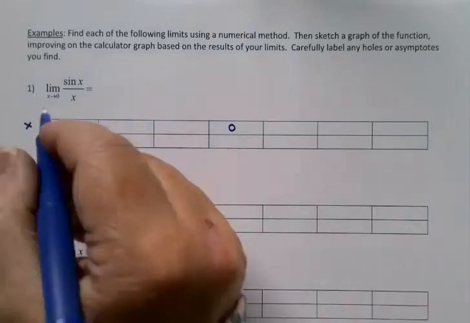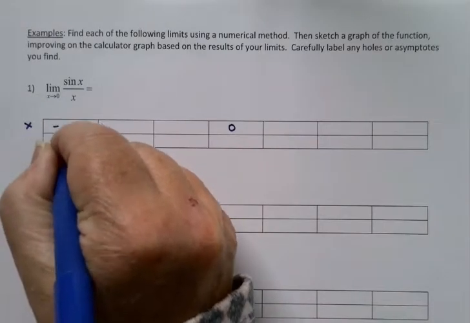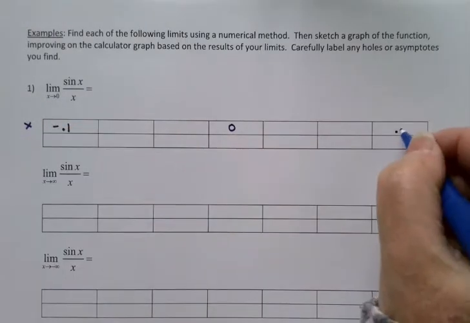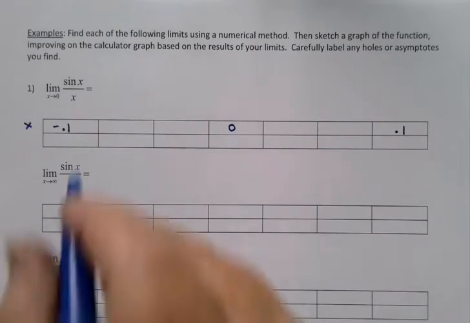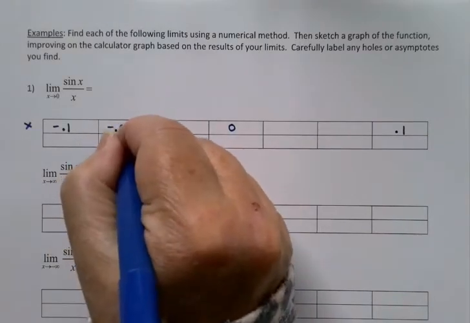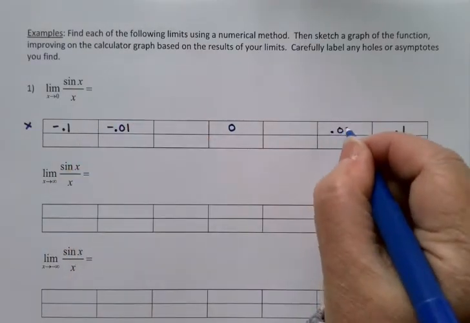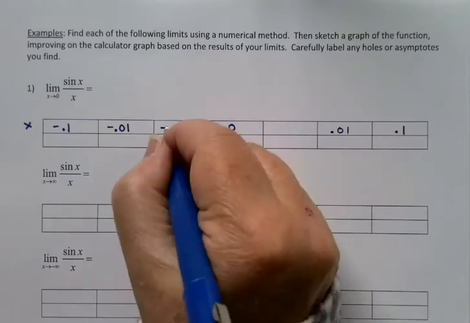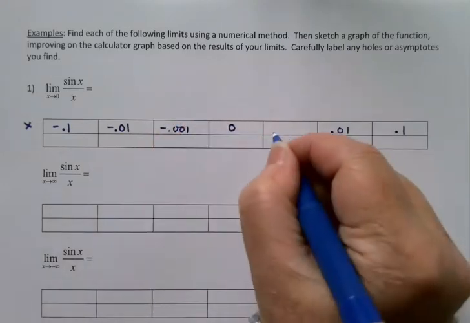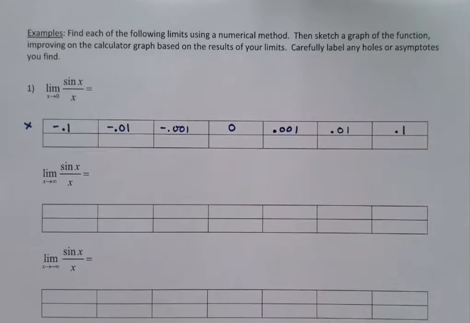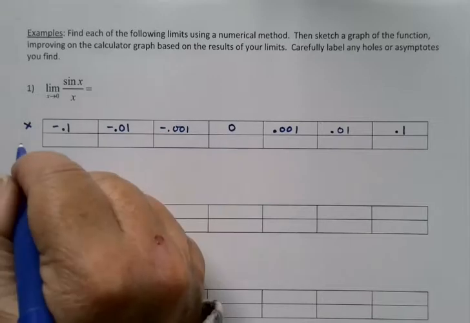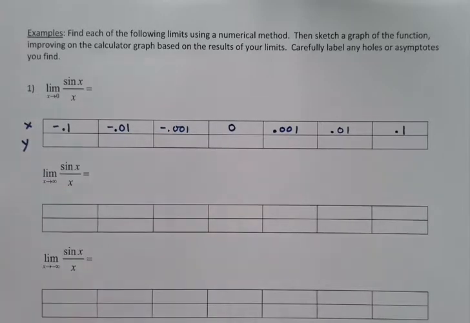I'm just going to pick x values like we were doing before. I'm going to say 1/10 to the left and 1/10 to the right of 0, and then 1/100th to the left and 1/100th to the right, and 1/1000th to the left and 1/1000th to the right. So I've got the x values that I'd like to investigate. Next, I'd like to find the y values that go with those, and in order to do that, I just need to take these x values and plug them in here.